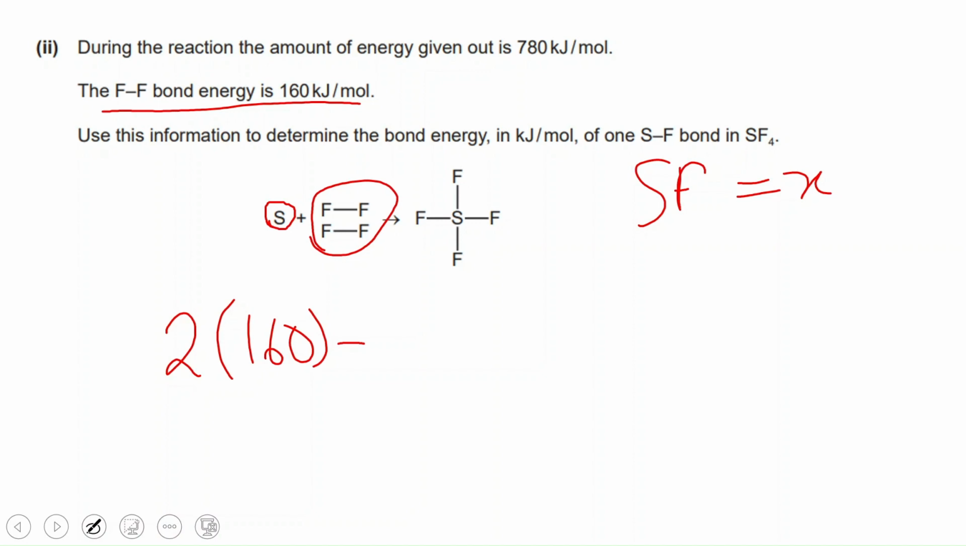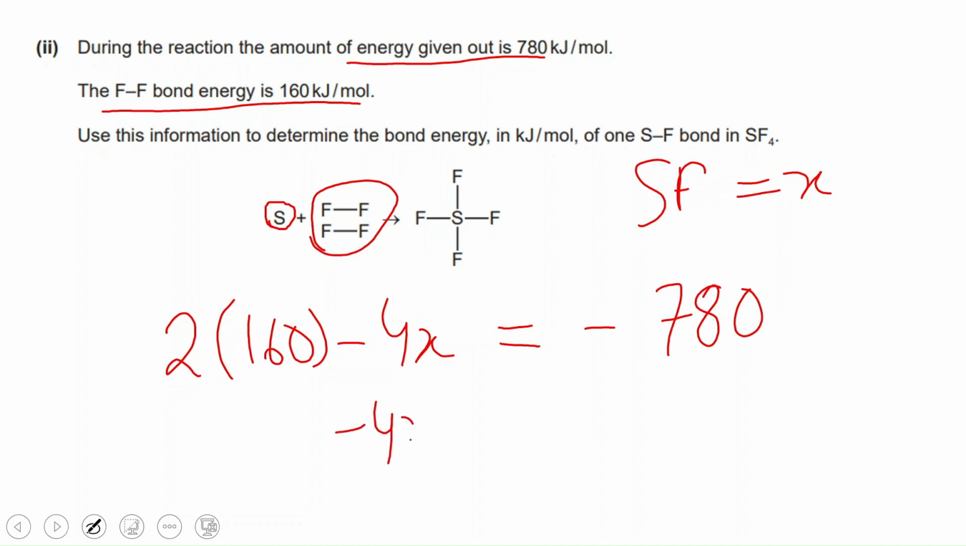So this is going to be 4 of those because there are 4 lines, so 4 bonds. So this is going to be minus 4x is equal to 780. But the fact is that this is energy given out, and that means that delta H is negative, which is why I will write a negative over here. So we just simplify this.